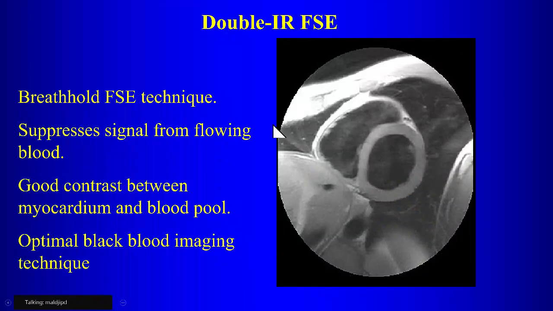All right. So the term we use for this black blood imaging is double inversion recovery fast spin echo, and we'll talk about what all that means in a minute. So it's a breath hold fast spin echo technique. The idea is to suppress the signal from flowing blood, and so the blood looks black. That's why we call it black blood or dark blood imaging. It gives you good contrast between the myocardium and the blood pool, and this is our optimal black blood imaging technique, right? Double inversion fast spin echo.